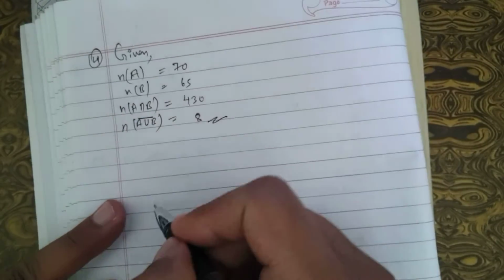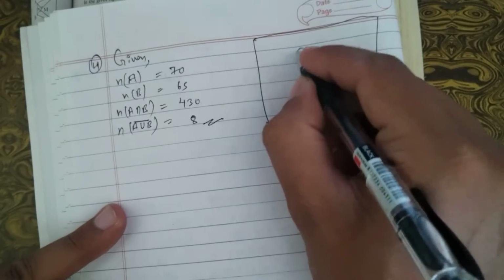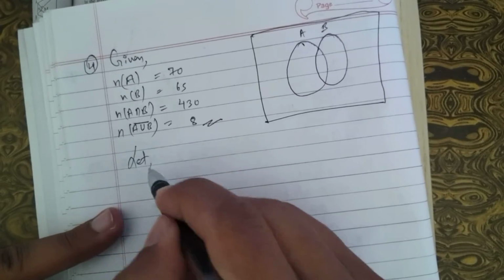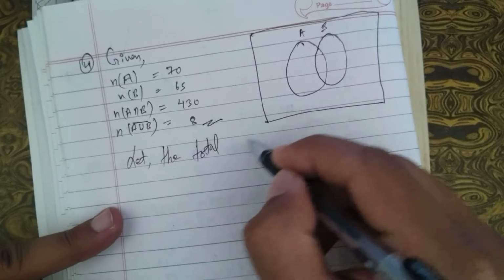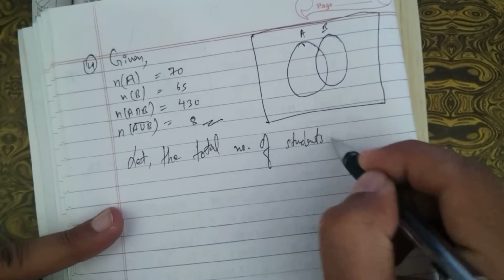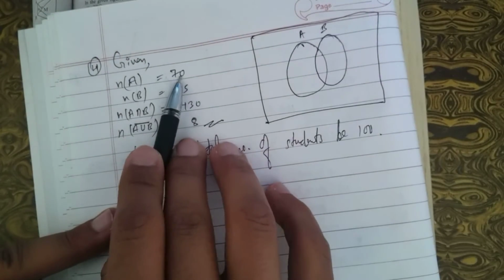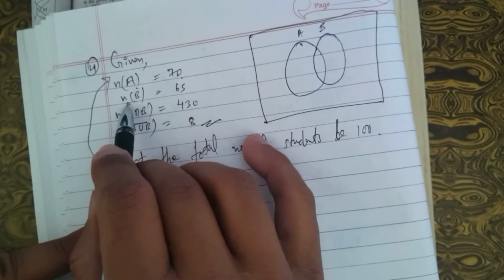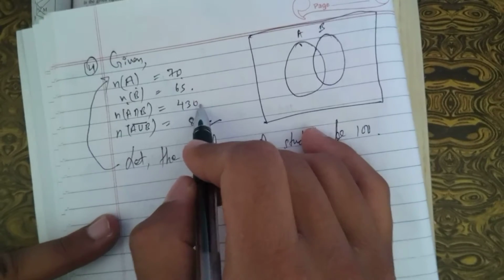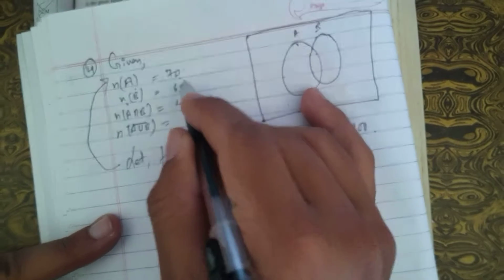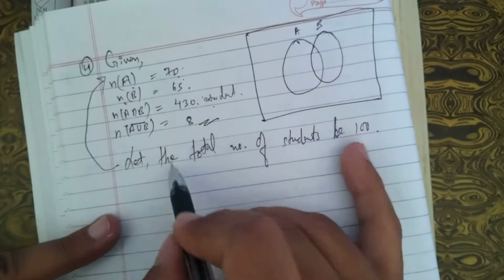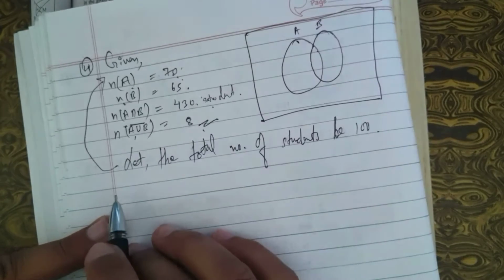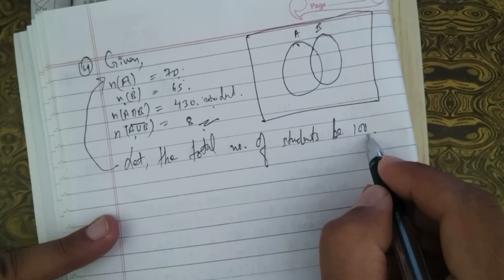We need to find that out, right? So how can we do that? Let the total number of students be 100. That means the number of people studying BBA is 70, the number of students studying BBS is 65, and the number of students who study both is 430. Since these are in percentage, this is in another form. And then A union B complement is the students who don't study both, 8 of them.